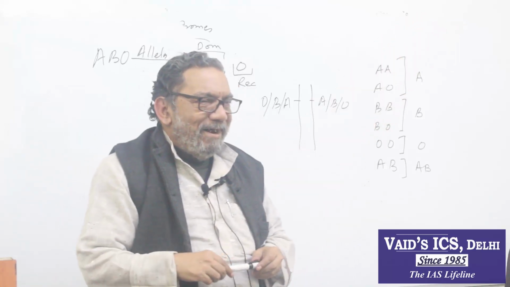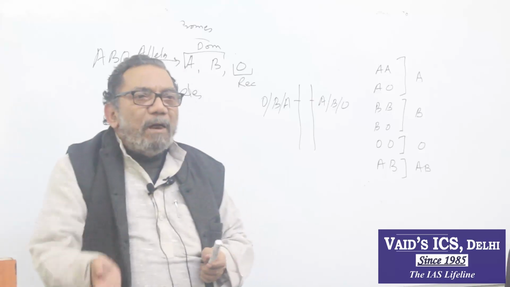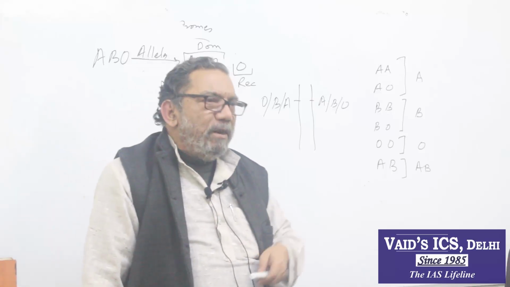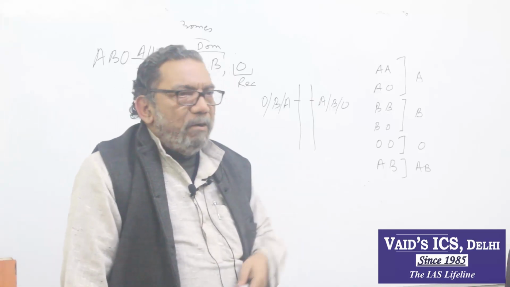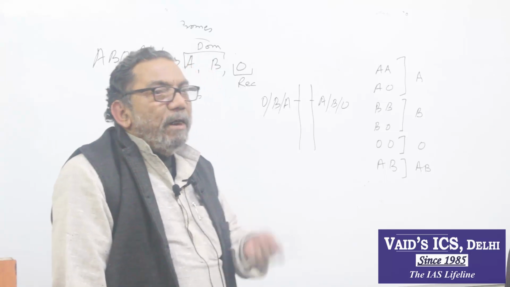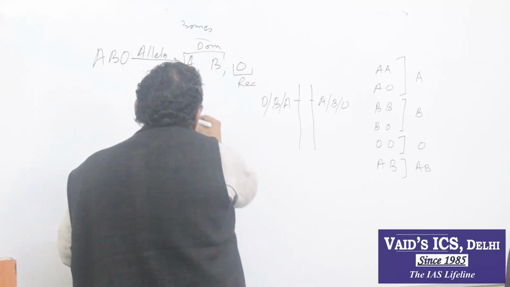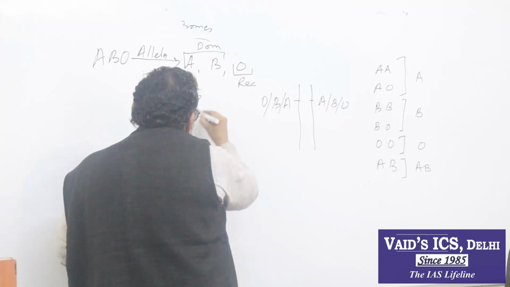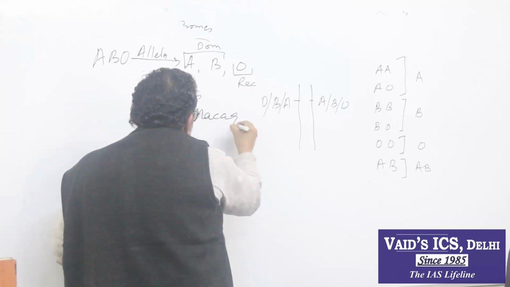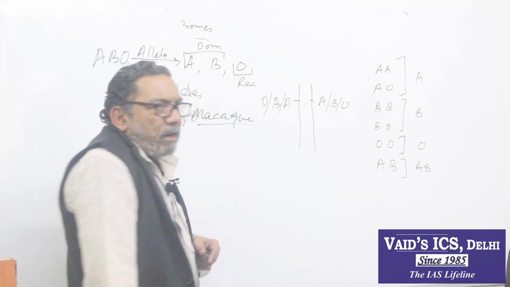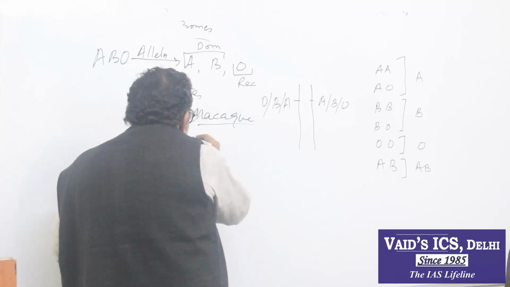ये दिल्ली में जितने नज़र आ रहे हैं ना, सारे रिसस हैं। इनको इंडियन मकाक भी कहते हैं। You may be asked in general studies. It is called Indian macaque. इसका जो बायोलॉजिकल नेम है, that is Macaca mulatta.